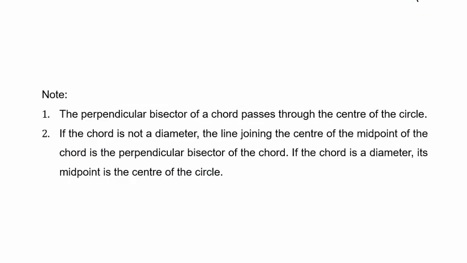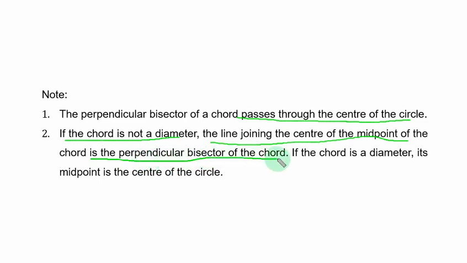Note number 1, the perpendicular bisector of a chord passes through the center of the circle. Number 2, if the chord is not a diameter, the line joining the center to the midpoint of the chord is the perpendicular bisector of the chord. If the chord is a diameter, its midpoint is the center of the circle. These are points to note.